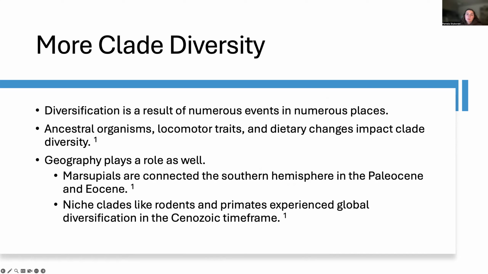Ancestral organisms, locomotor traits, and dietary changes impact clade diversity. Geography also plays a role. Marsupials are connected, for example, to the southern hemisphere in the Paleocene and Eocene. Niche clades like rodents and primates experienced global diversification, meaning multiple events at the same time in different places, and that was in the Cenozoic time frame.